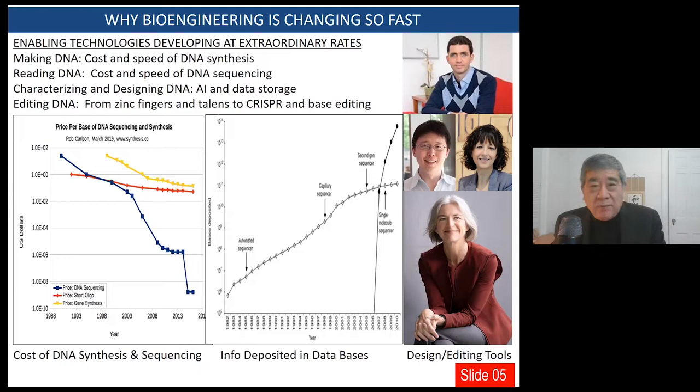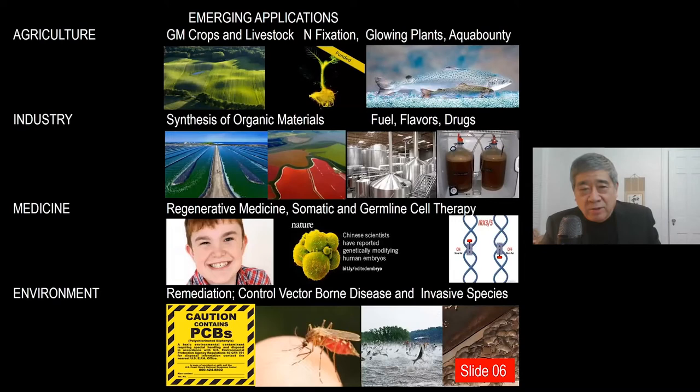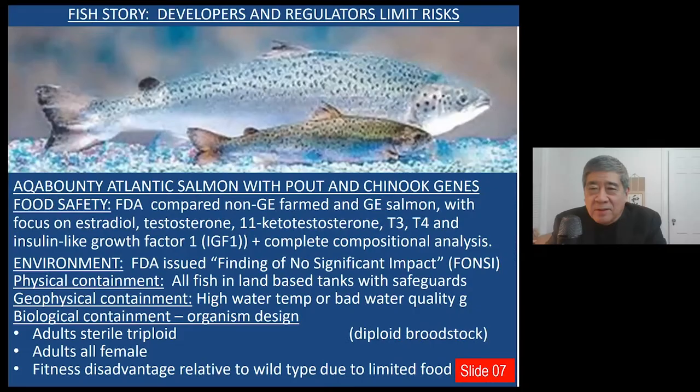So if we turn to emerging applications, we're going to start with ag and go to industry and medicine and environment. And again, the first example is a relatively easy one. It's fish. So our fish story here is one of a company that modified salmon by inserting genes from pout and chinook. And the idea was to help the fish put on weight more rapidly. The skinny little fish in the foreground and the big fish in the background are the same age. And the alterations allowing the fish to grow continually and year round worked in terms of weight gain.